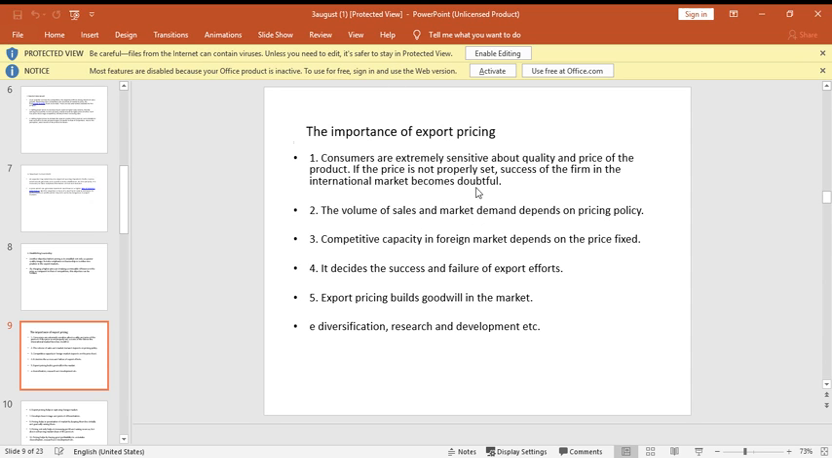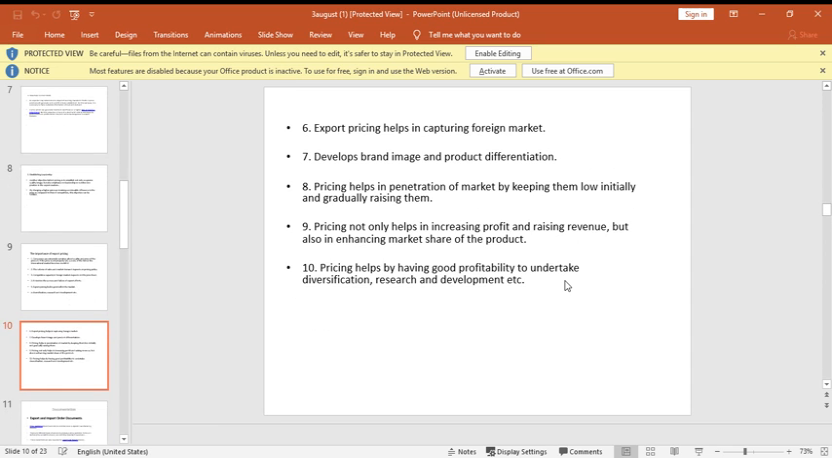Generally, consumers are extensively sensitive about the quality and price of the product. If the price is not properly set, the success of the firm in the international market becomes doubtful. The volume of sales and market demand depends on pricing policy. Competitive capacity in the foreign market depends on the price fixed. It decides the success or failure of export efforts.